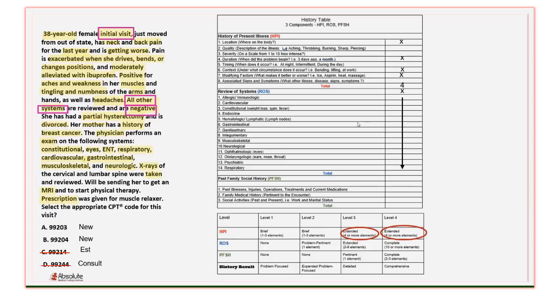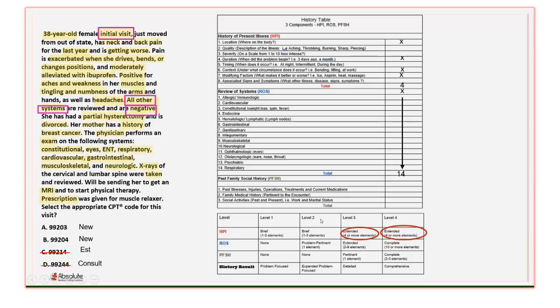Okay, perfect. All right, so she was positive for musculo and also for the tingling and numbness, but aside from that, everything else was reviewed as well, okay? So all of these are reviewed, so we count all of them. That basically gives us 14. If we look there at our ROS, we have 14 systems. All of them were reviewed, so that means we get a total of 14.